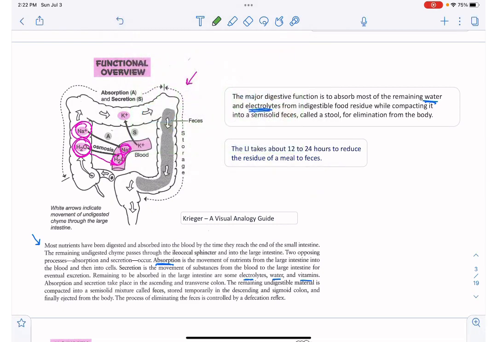Now, with regards to secretion, it's showing that we have potassium in the blood and that we can move potassium back into the large intestine. And I'm not too sure about the details regarding this, but I would imagine it has something to do with potassium homeostasis in the blood. If potassium levels are too high, then we can secrete some of that potassium from the blood back into the large intestine, and then it'll get eliminated in the feces.